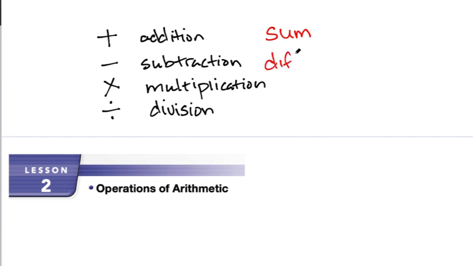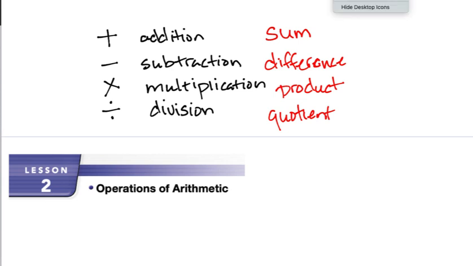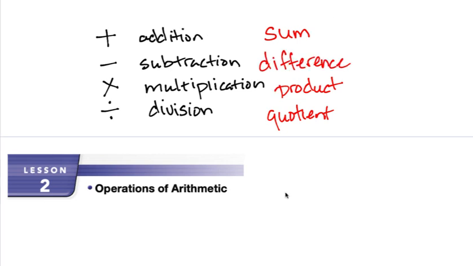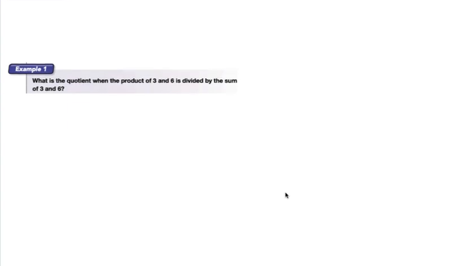Subtraction, there's a lot of words. It could be difference, how much more than. The difference, how much more than we could use. Multiplication, we use product. The answer to a multiplication problem is the product, and the answer to a division problem is the quotient. And so I want you to be aware of these words when we're doing operations of arithmetic. These are some of the language that you'll see. With that in mind, let's go ahead and look at our first example.